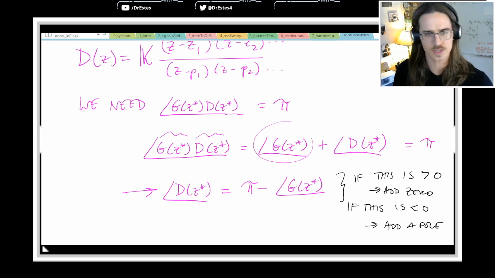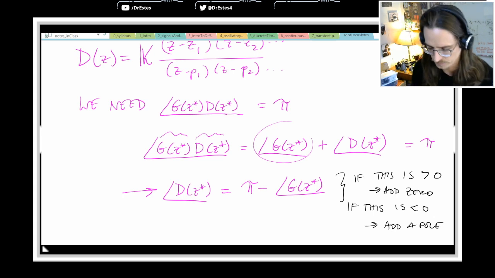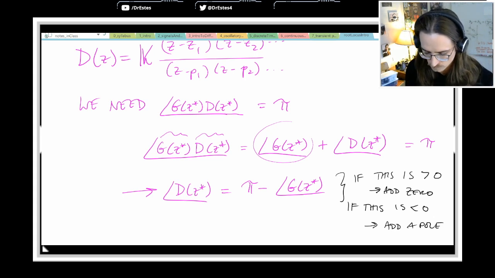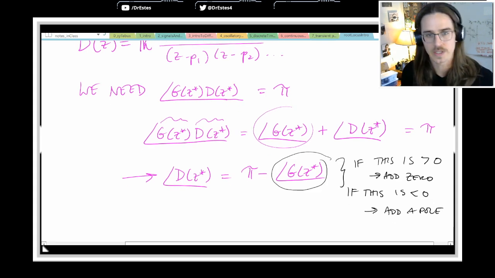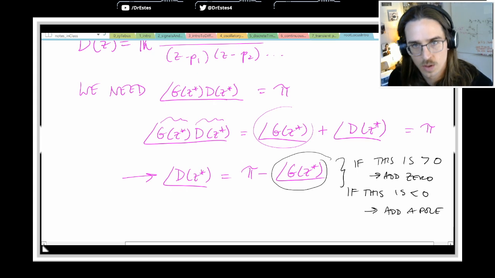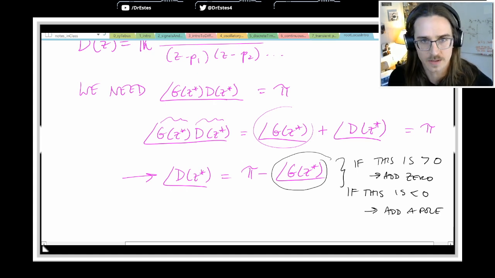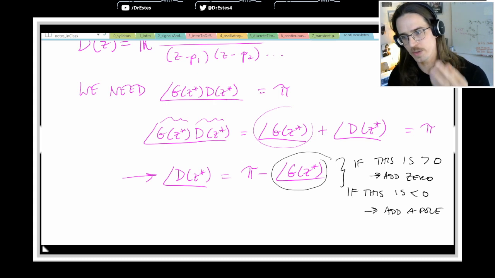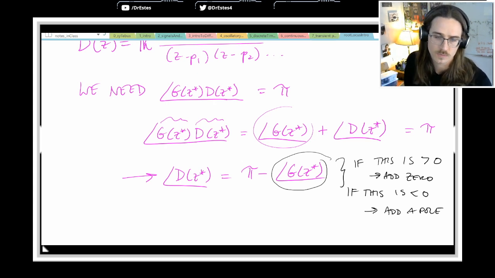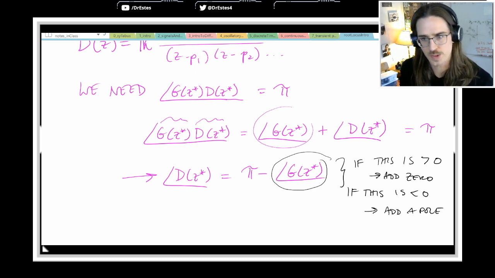Does it need a zero? Does it need a pole? Does it need a couple, and so on? Okay, so the first thing we need to do is calculate the phase angle of the plant evaluated at z star. I'm going to show you 3 ways to do this. The first way is the long way.